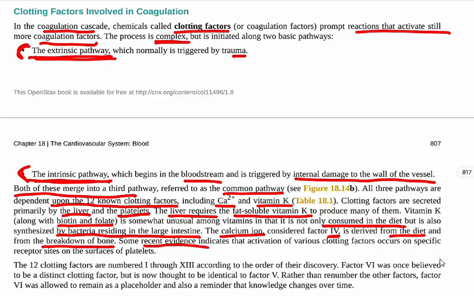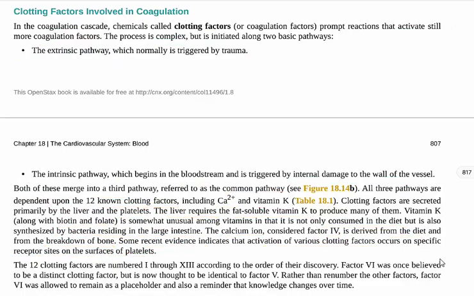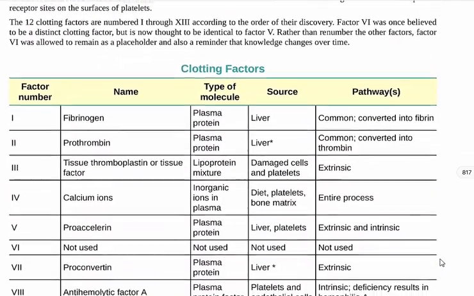Then they put in this little note here, some recent evidence indicates that the activation of various clotting factors occurs on specific receptor sites on the surfaces of platelets. So the activation of these factors may start on specific sites on platelets. We won't talk about that too much.